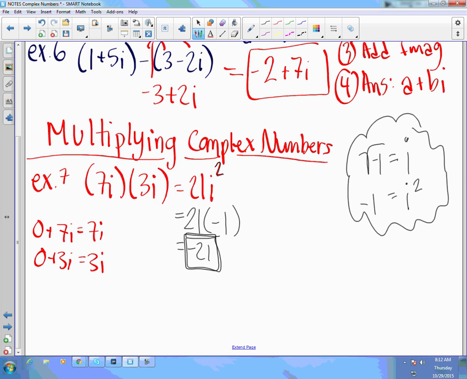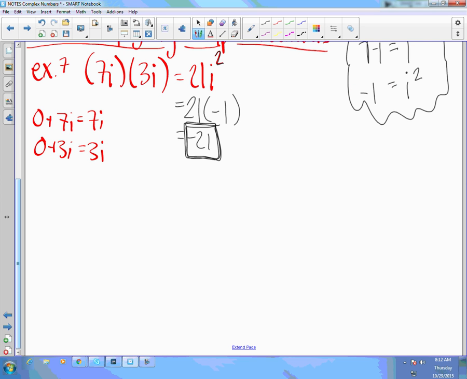That's really interesting. An imaginary times an imaginary, does it give you an imaginary answer? No, it gives you a real answer. An imaginary times imaginary crosses over back into the real world. Negative 21.